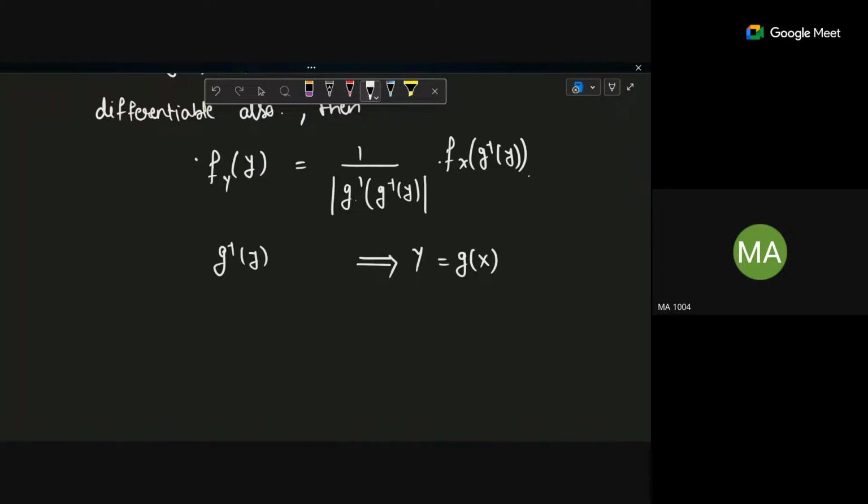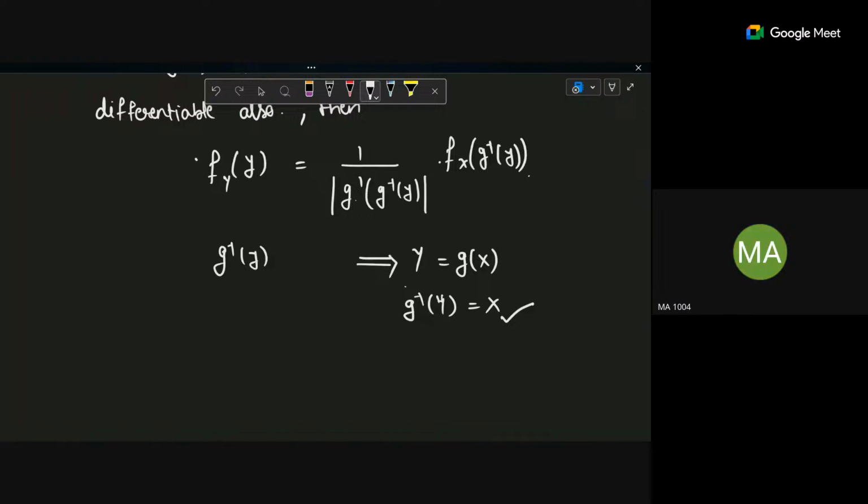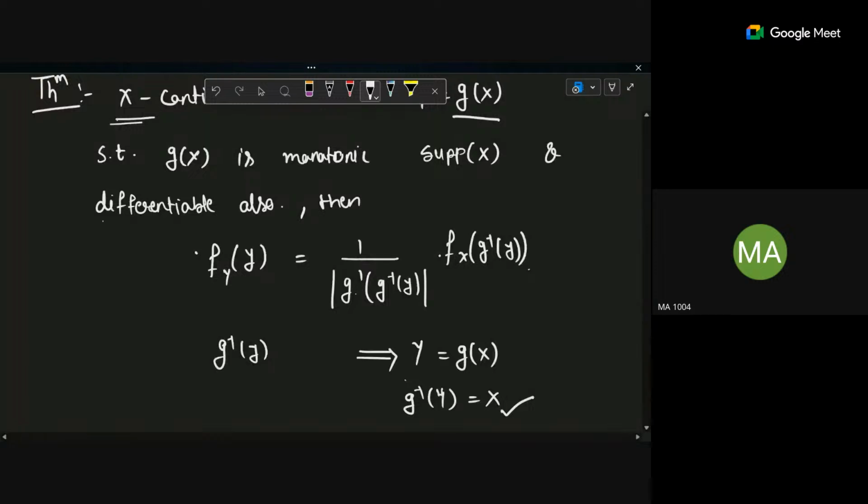So if I take the inverse on both sides, when do I have the liberty to take the inverse on both sides? When I know that my function is monotonic and differentiable, right? Then it's invertible. That's one of the theorems. That's why we can take the inverse here. If y is equal to g of x, you take the inverse on both sides, then g inverse of y is equal to x. So it is completely fine to write g inverse of y in place of x.